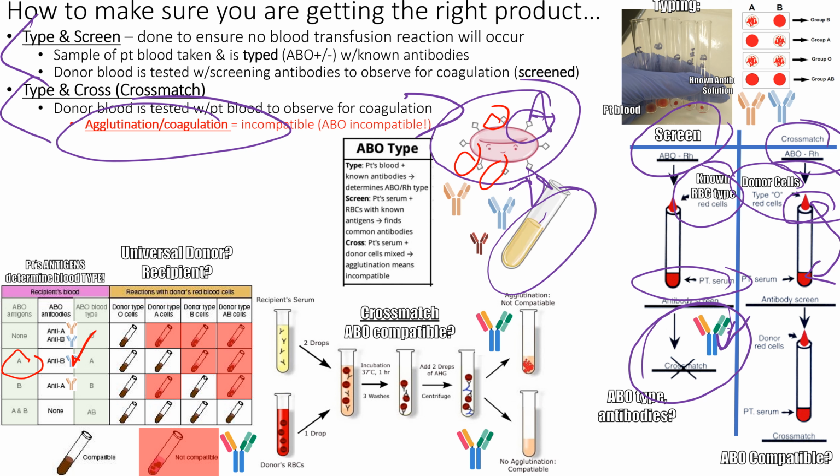So what blood can you give them? Only O, right? You can only give something else that they won't attack, okay? If you give them A blood, they're going to attack it because they have anti-A in their serum. Okay, and we'll go into more detail on this.